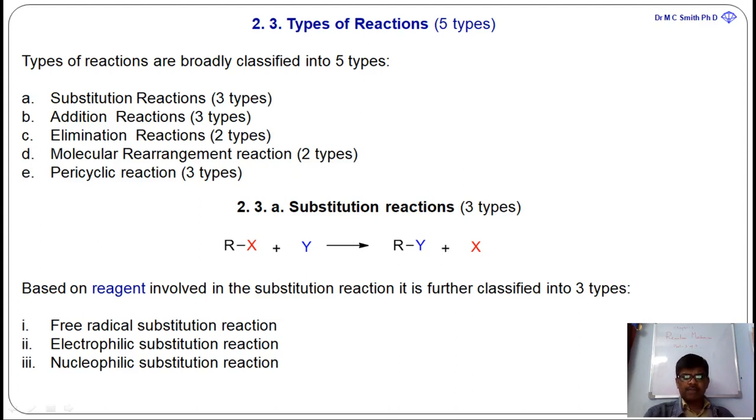The type of reaction or mechanism follows based on the reagent we are using. Very, very important. If we use a free radical reagent, the substitution is known as free radical substitution. If we use an electrophile as a reagent, then the reaction is electrophilic substitution. If we use a nucleophile as a reagent, then the reaction is nucleophilic substitution. So there are three types of substitution reactions: free radical, electrophilic and nucleophilic substitution.